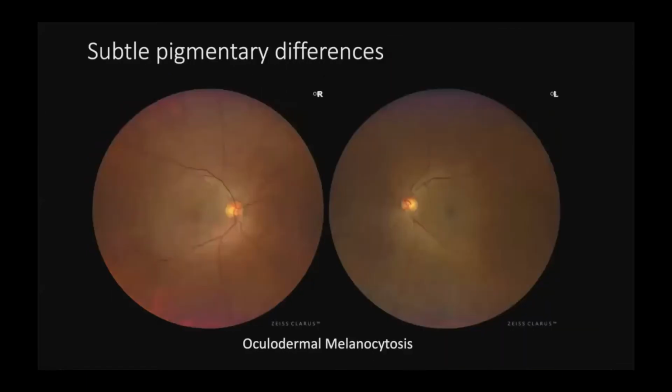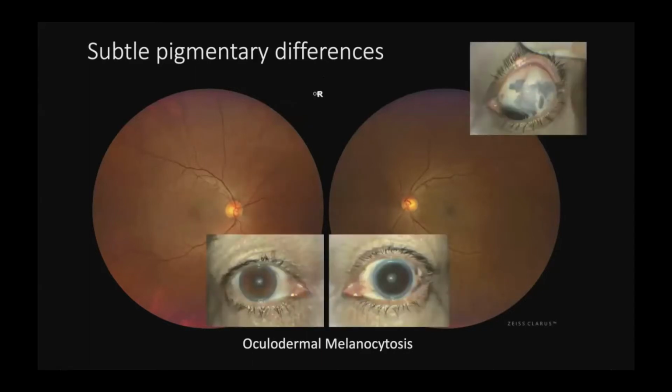One of the nice things about the Zeiss True Color is that you can pick up subtle pigmentary changes. This is an example of oculodermal melanocytosis, and you can see here the increased pigmentation in the left eye compared to the right. And this is also seen in the iris heterochromia as well as the scleral discoloration.